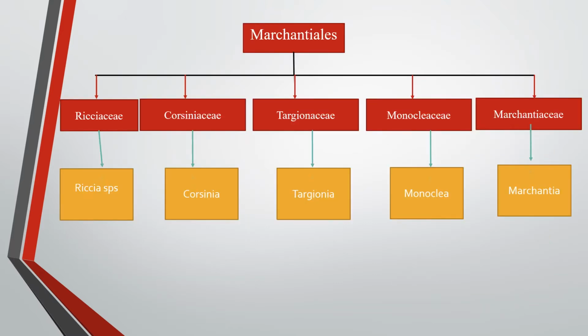So, order Marchantiales. Let us see how many families he has included in Marchantiales. He has included 5 families: Ricciaceae, Corsiniaceae, Targioniaceae, Monocleaceae, and Marchantiaceae. In Ricciaceae, one reference species we can talk about is Riccia, in Corsiniaceae we can study Corsinia, in Targioniaceae, Targionia, in Monocleaceae, Monoclea, and in Marchantiaceae, Marchantia, the type we are well aware of. We have already studied in detail the life cycle.